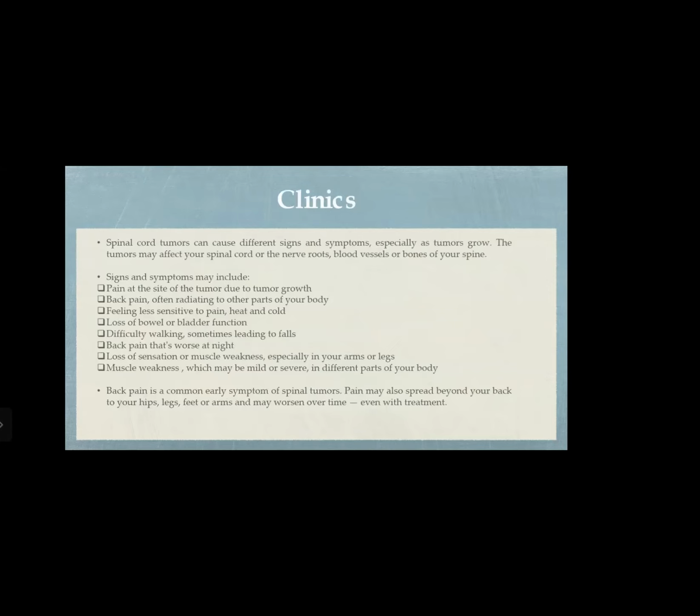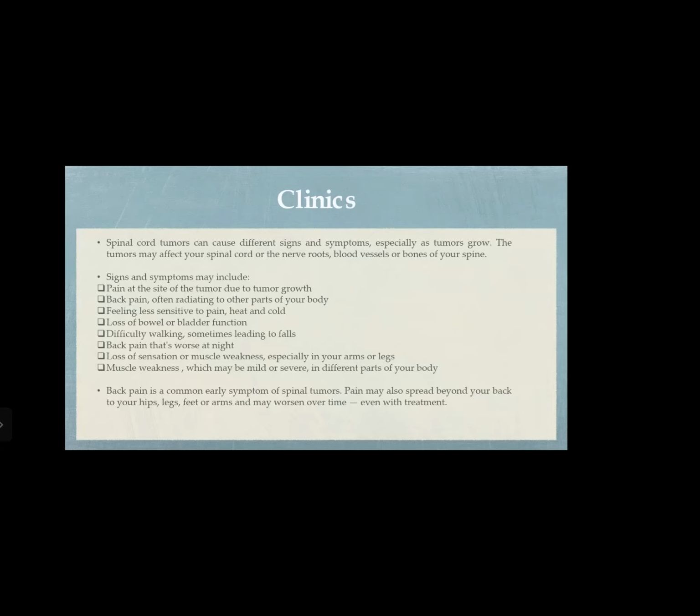Clinical features: spinal cord tumors can cause different signs and symptoms, especially as the tumor grows. The tumor may affect your spinal cord, nerve roots, blood vessels, or bones of your spine. The signs and symptoms may include pain at the site of the tumor due to tumor growth, back pain often radiating to other parts of the body, feeling less sensitive to pain, heat, and cold, loss of bowel and bladder function, difficulty walking, sometimes leading to falls, back pain that worsens at night, loss of sensation or muscle weakness, especially in your arms or legs, and muscle weakness which may be mild or severe in different parts of your body.